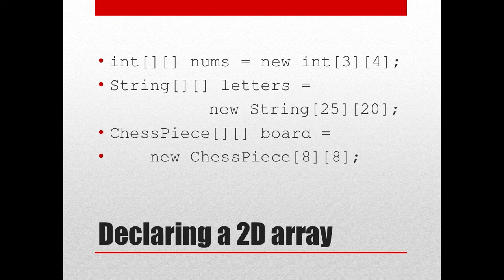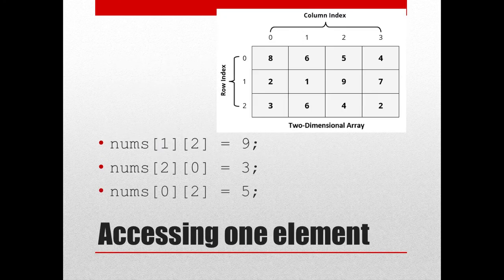And again, I did this in one line. You could split those up into the declaration and the initialization. You could say int bracket bracket bracket nums semicolon, and then the next line you could say nums equals new int bracket whatever. Okay. So that's a little bit how you declare a two-dimensional array. And again, you might want to write this down, or I've got this PowerPoint up on Schoology if you want to use it for notes.